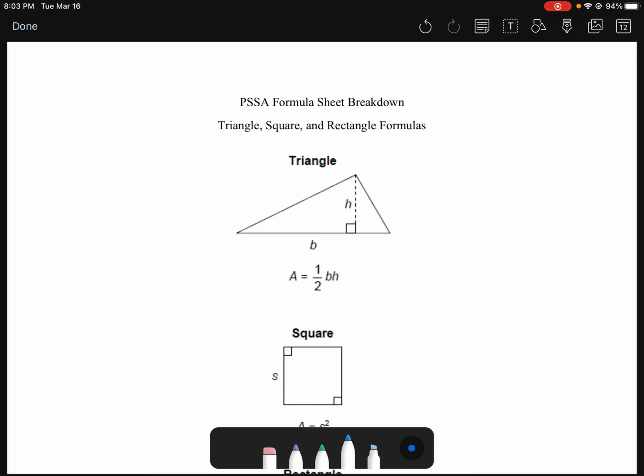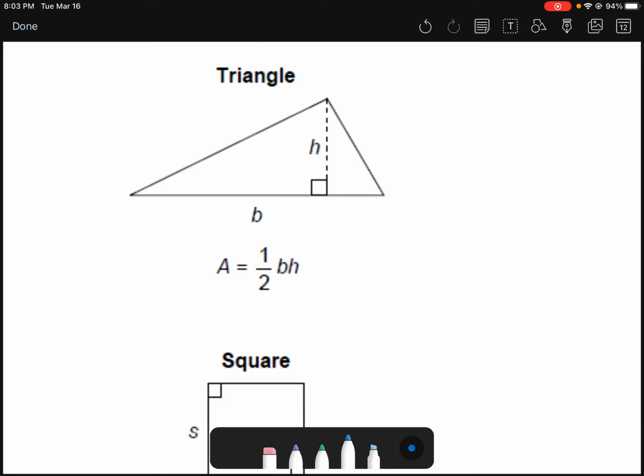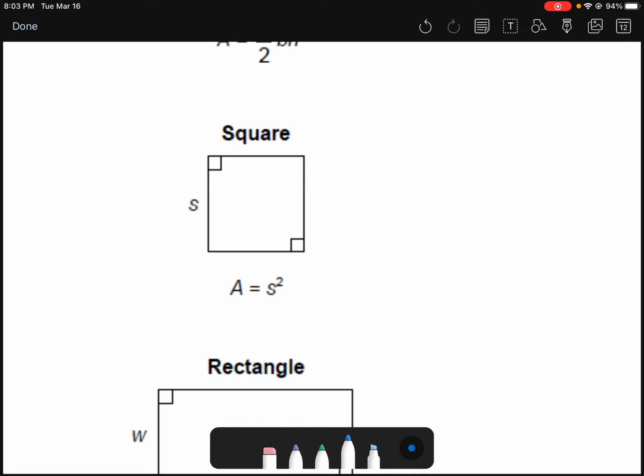Looking based on the discussion posts you guys had last week, it seemed like you guys knew these ones the most, so I thought we could start off easy. The one that a lot of you guys forgot though was the area of a triangle. So I have area equals 1/2 base times height. For a square, the area of a square is just the side squared, or side times side.